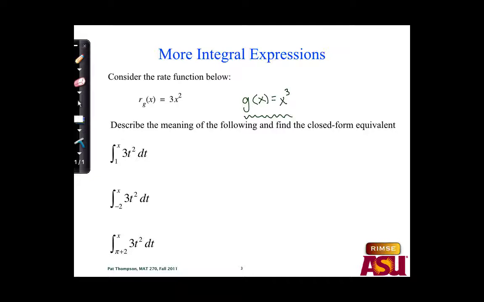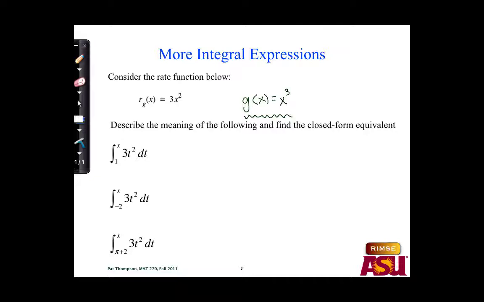And so the meaning of each of these is all about accumulation due to this rate. Or I can also think about it as net change in function g between 1 and x, between -2 and x, between pi plus 2 and x. But since those all involve x, they aren't numerical amounts of change. They're just an accumulation that happens to start at a particular point.